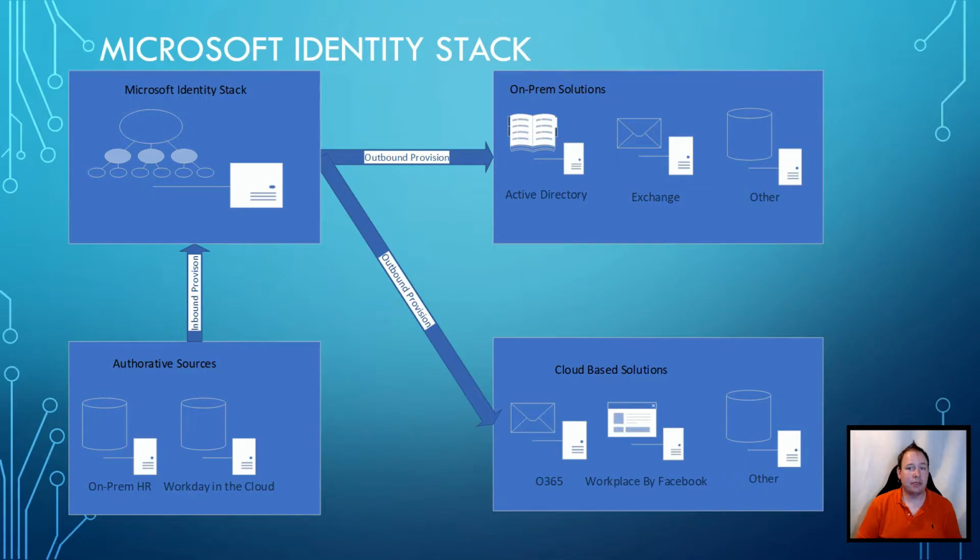So on-premise, that could be Active Directory, it could be a door control system, it could be any other on-premise application that the user needs to have access to. When it comes to the cloud-based solutions, it can also outbound provision user objects there as well. It can create them in Office 365, it can create them in Workplace, LinkedIn for Learning, Zendesk, ServiceNow, the list goes on and on. The Microsoft Identity Stack is really powerful at getting you into those on-premise applications and into those cloud-based solutions. So this automation has given the control back to the IT department.